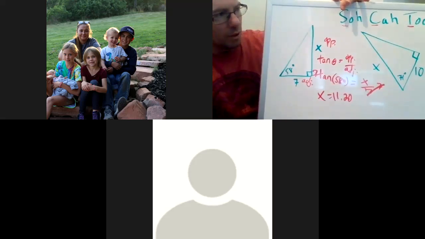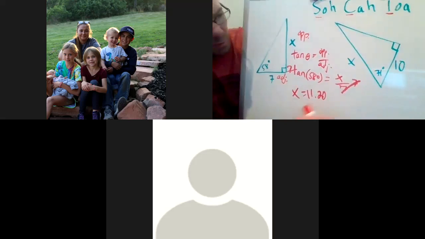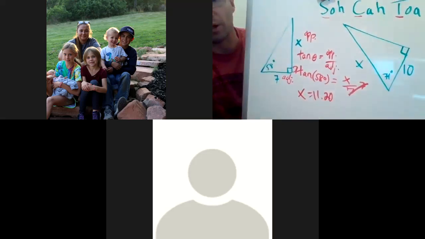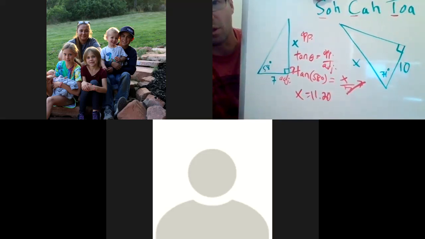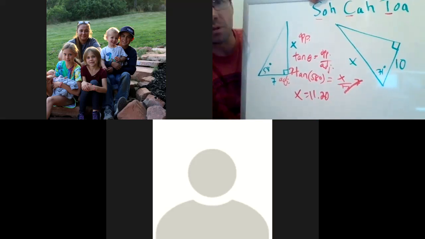Okay, so we're going to do this next one. Can you read that angle there? That's a 71 degrees. Why don't you work the next solution? See if you can solve for x in this next example. I'll give you a couple minutes here.